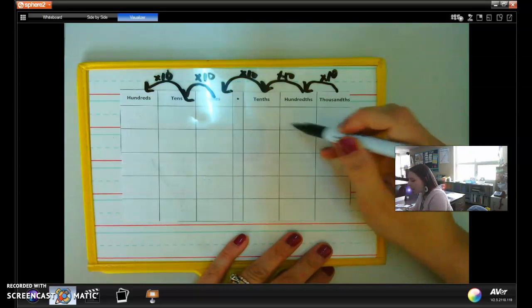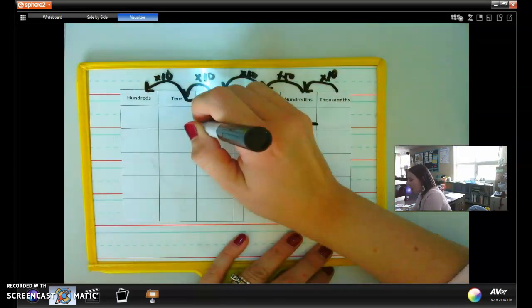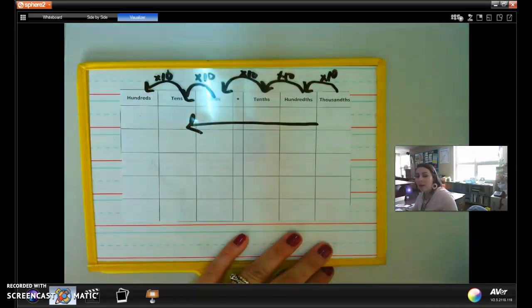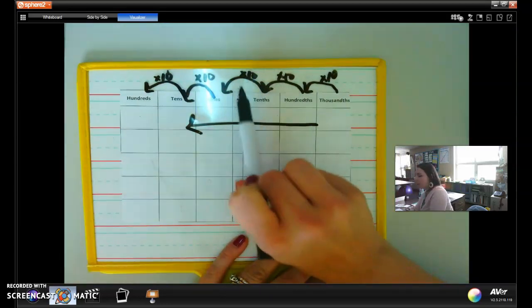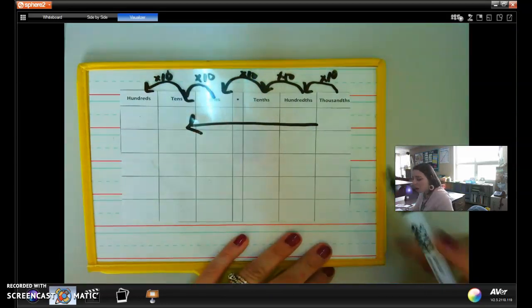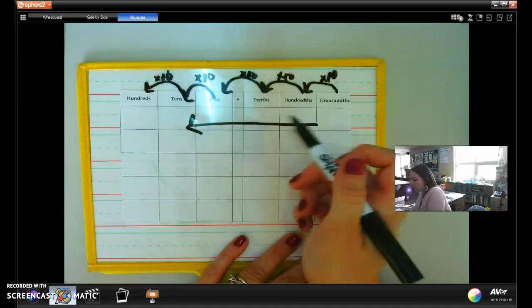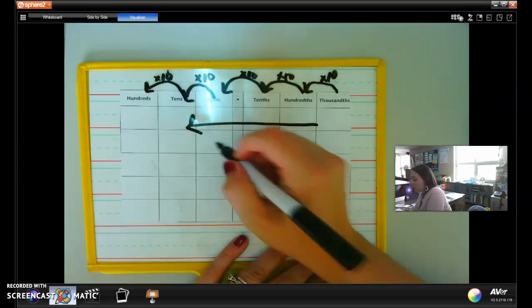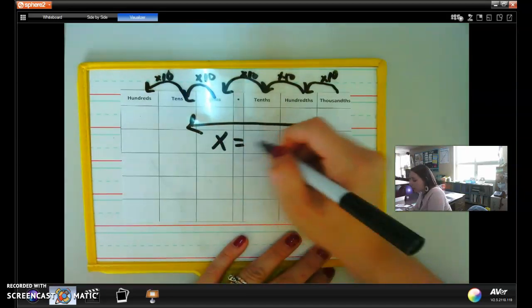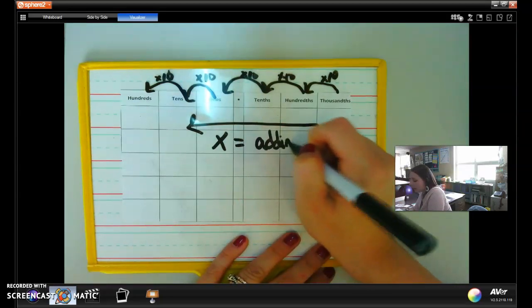Every time I move left on my place value chart, I'm increasing my values by 10. So that's anytime I'm going to the left, I'm increasing it by 10. And whenever I'm multiplying, I'm just going to be adding zeros.